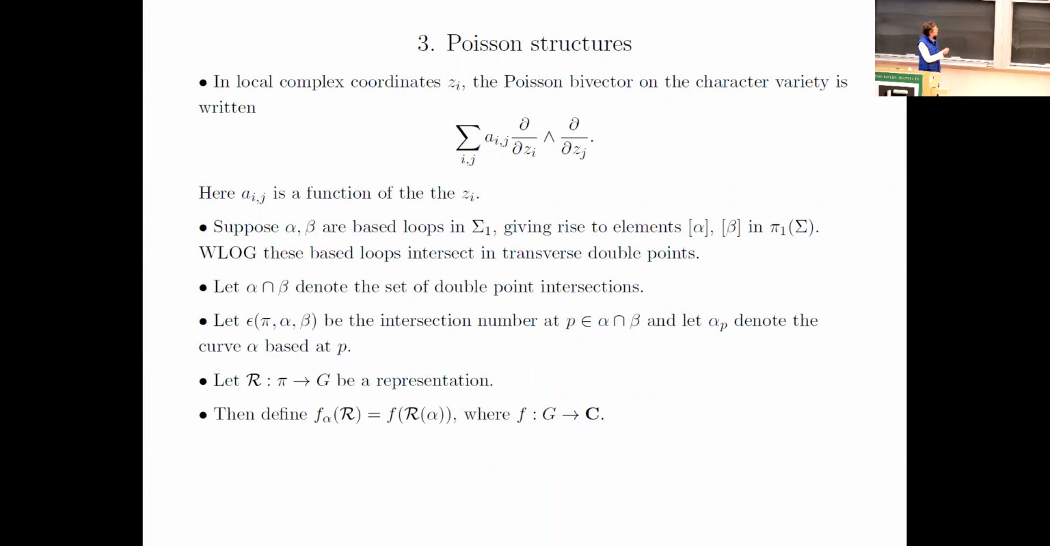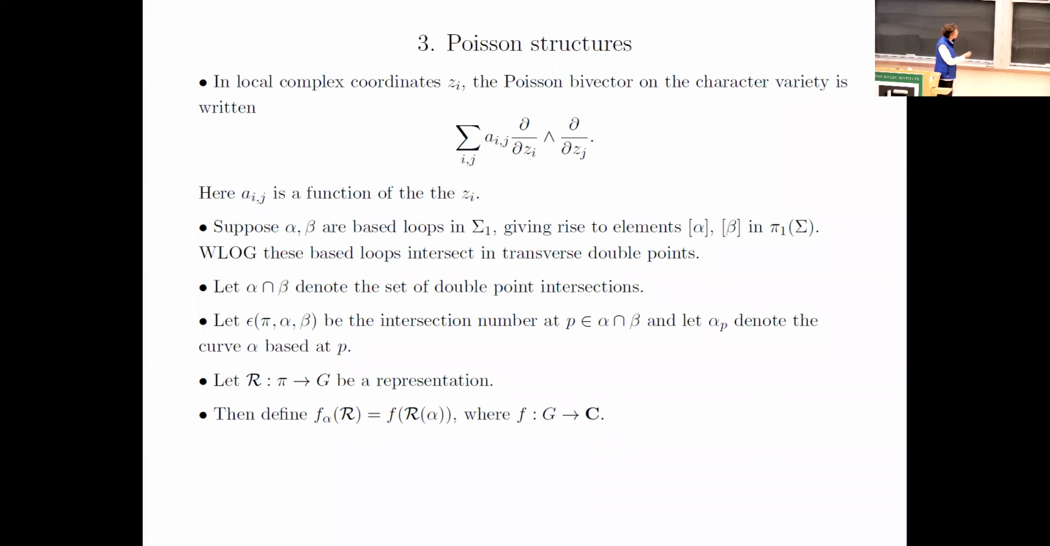Okay, so here I am restricting to the case of a reductive group, the complexification of a compact group. So in local complex coordinates, which I'll call z sub i, the Poisson bivector on the character variety can be written as the sum of A_ij ∂z_i wedge ∂z_j. These are basis elements which have to do with the coordinates that you've chosen, coordinates coming down to coordinates on the group, and A_ij is a function of the z_i. This is work of Bill Goldman and Sean Lawton.